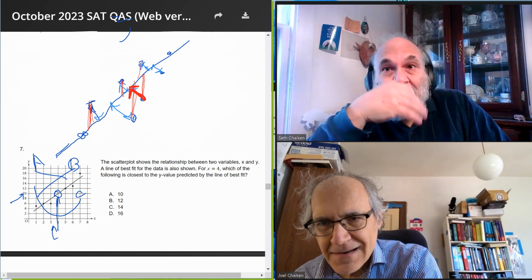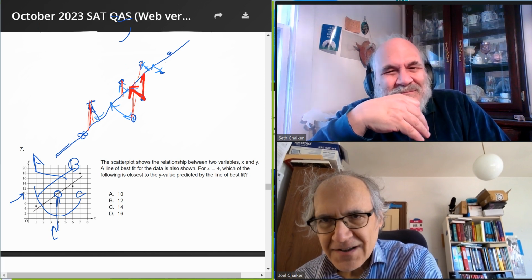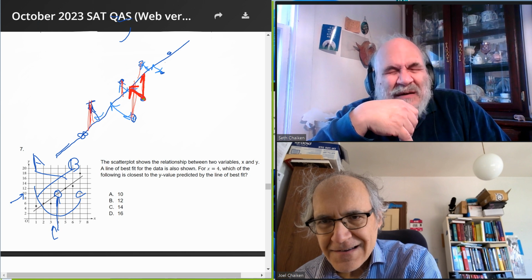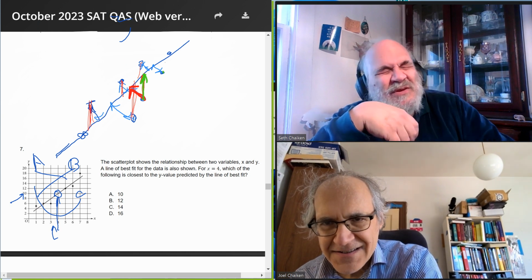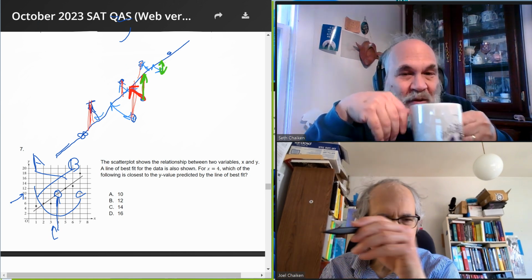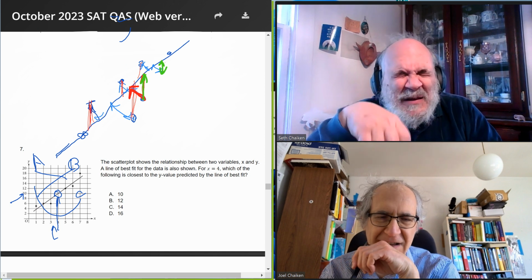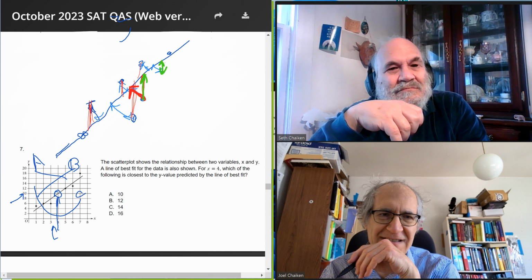Nope. It goes this way? Yeah. Really? It goes this way? Yeah, that's what it calculates. Yeah, the distance. We call it the least squares fit. The vertical distance, not the direct perpendicular distance? Yeah. You're kidding. I always thought it did the perpendicular distance. No, the vertical distance.